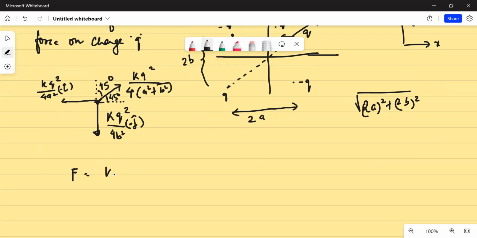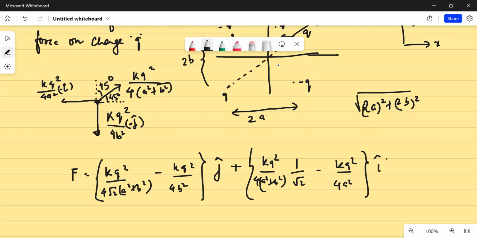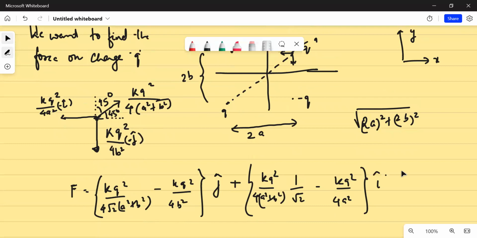So net force would be KQ square upon 4 root 2 (A square plus B square) minus KQ square upon 4B square, j cap, and again plus KQ square upon 4(A square plus B square), again cos 45, this will be again 1 upon root 2, minus KQ square upon 4A square. Okay, so this is the net force that this charge Q will be subjected to. Is that clear? Yes, sir.